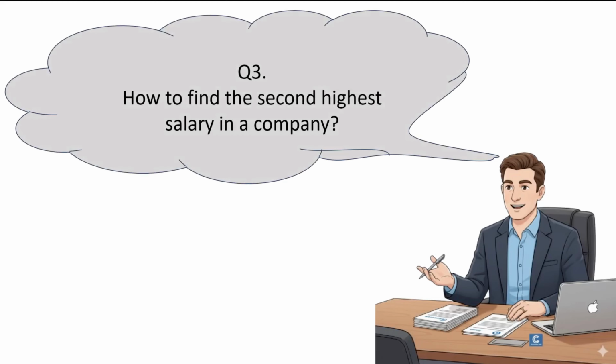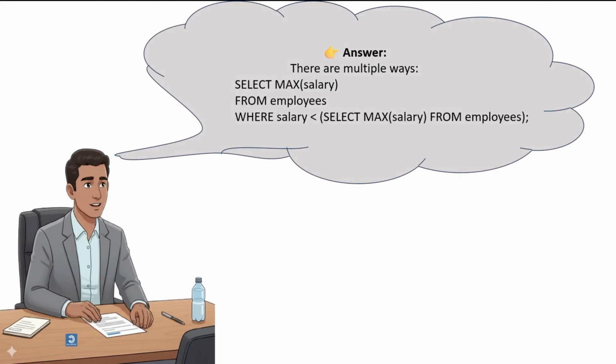Your next question is, how to find the second highest salary in a company. So your answer is: SELECT MAX. MAX is an aggregate function, salary is a column name. FROM employees, employees is a table name. WHERE salary less than or equal to, SELECT queries.